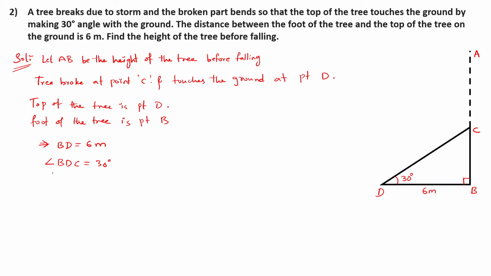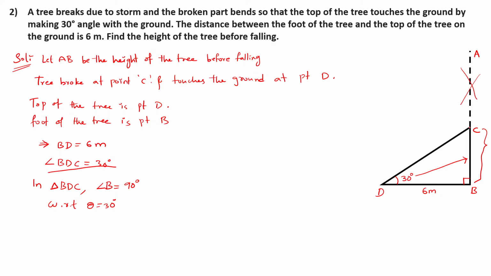Now, let's continue. Angle BDC is 30 degrees. Now, in triangle BDC, if you observe triangle BDC, angle B is equal to 90 degrees. Now, that became a right angle triangle. In that, the acute angle theta is equal to 30 degrees. Here is your acute angle. With respect to this, BC becomes the opposite side. You must not consider this dotted line because it broke and fell down.